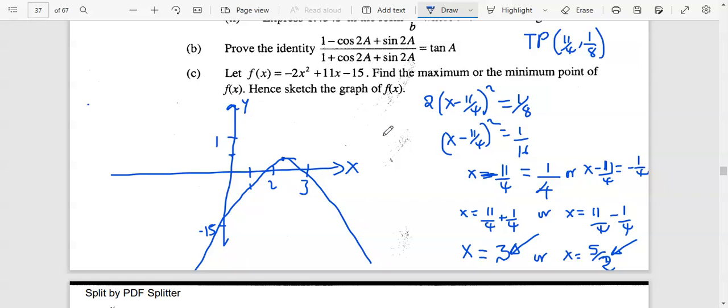And we've seen it has got a maximum because this is a negative value. If it was positive, it would have had the minimum. Okay, any question? Any question? I bet that's okay.